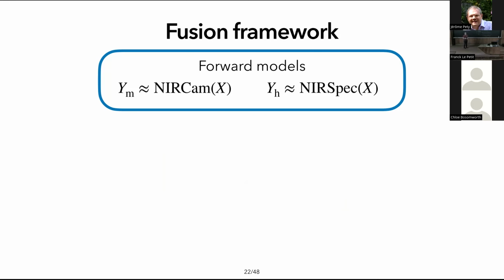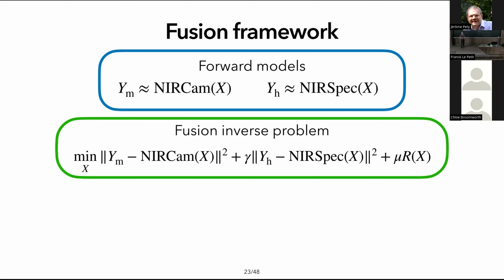With those models, we can formulate our fusion problem quite simply using the least squares formulation. So we get this inverse problem. We seek the X that minimizes those 3 terms. The first term is quite easy. It's the NIRCam data fidelity term. It says that if we observe X with our model of NIRCam, we should be close to our real observation YM.